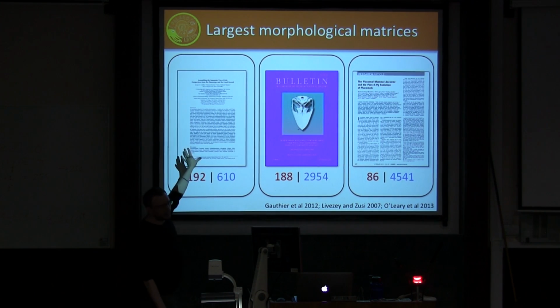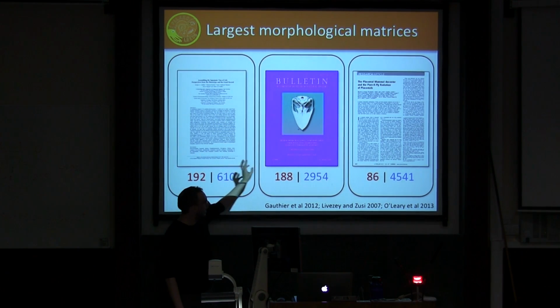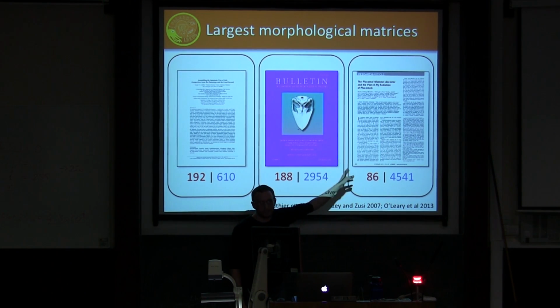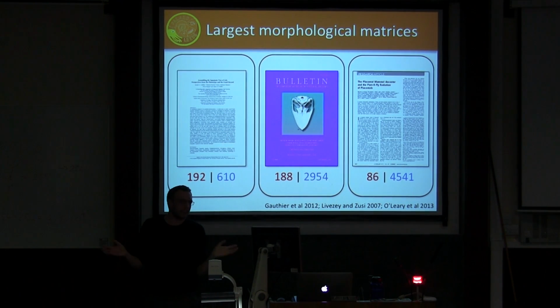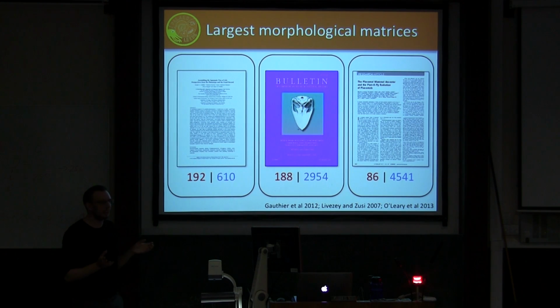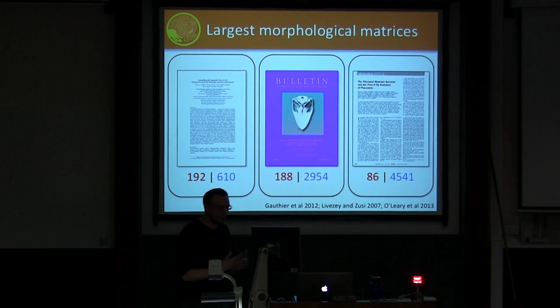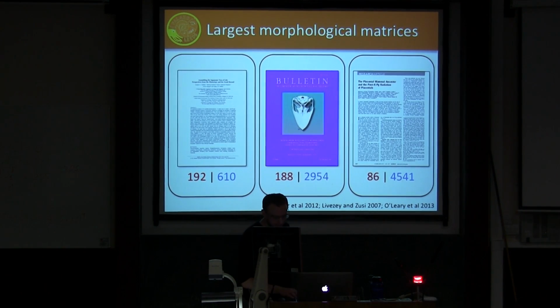So this is Gauthier et al.'s big squamate tree, Livezey and Zusi's big bird tree, and then the O'Leary et al. mammal tree. And these are all huge efforts. They took a lot of work, a lot of labor to produce them. But you see the numbers in red are sort of an order of magnitude lower than the kinds of things we might want to look at, some of those groups I just mentioned.